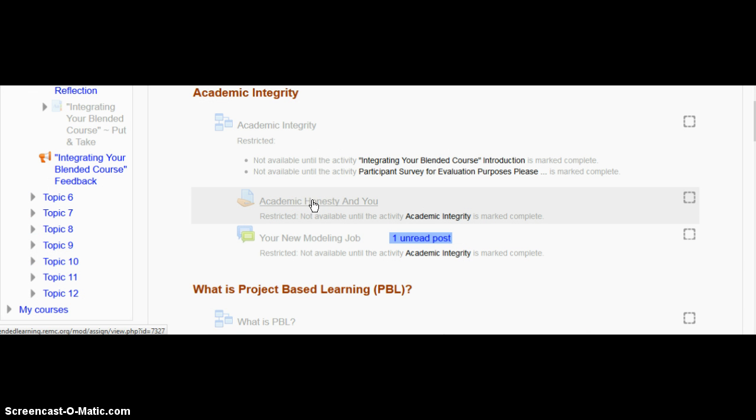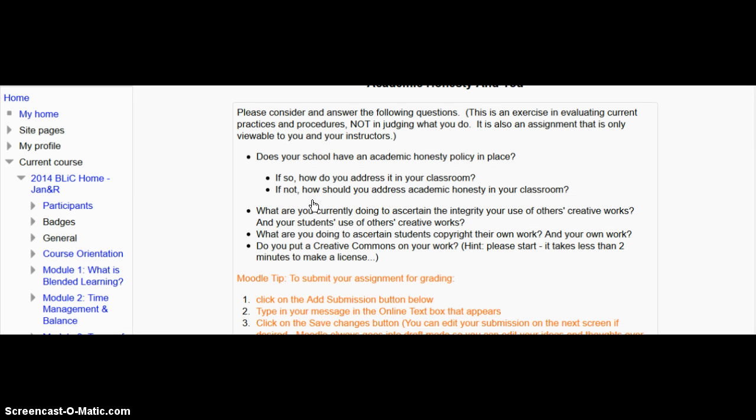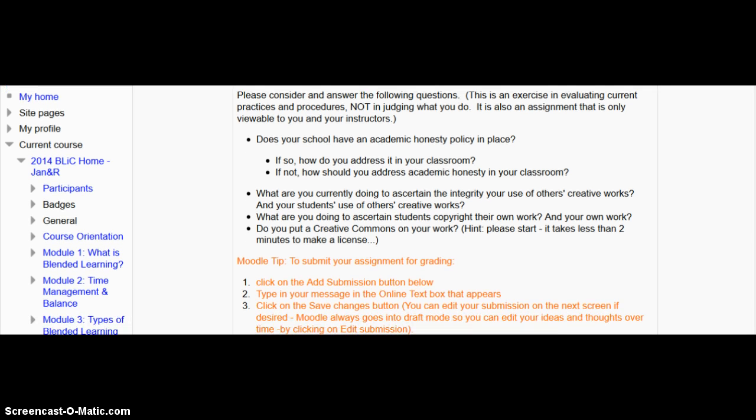After you have your academic integrity lesson, then there is an assignment called Academic Honesty and You. This is not to be a judgmental thing. This is to really just reflect on where you are at. So you do need to see if your school has an academic honesty policy in place. If you don't know, you should check your handbook. If you can't find it in the handbook, that might be a great thing to discuss with your administrator.